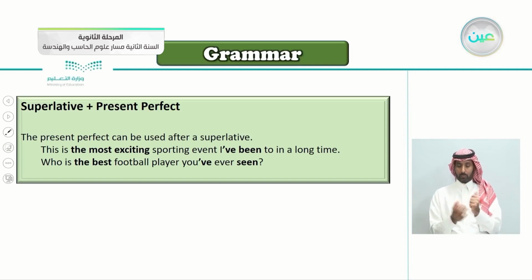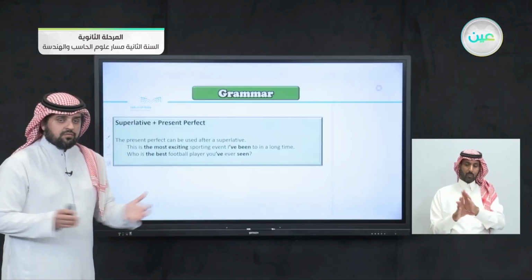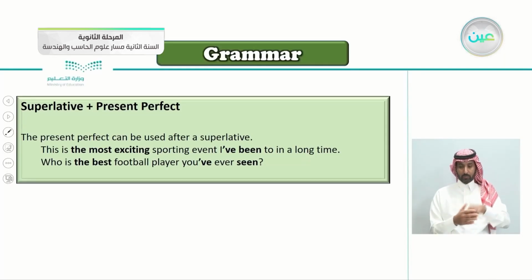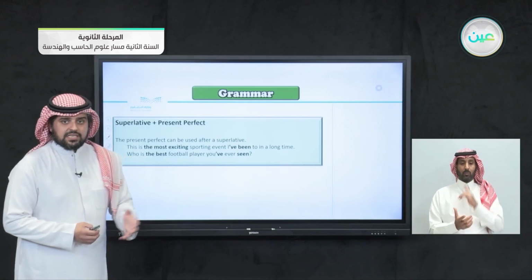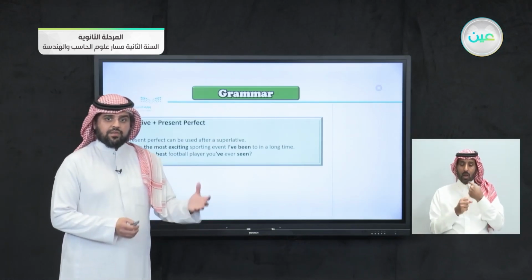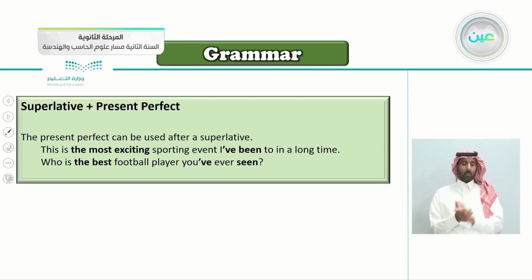We have two examples here. This is the most exciting sporting event I have been to in a long time. Or, who is the best football player you've ever seen? This is a common question. The best here is the superlative, and the present perfect is you have ever seen. You can say, this is the best sandwich I have ever eaten, for example.